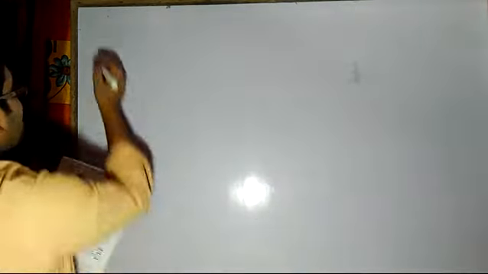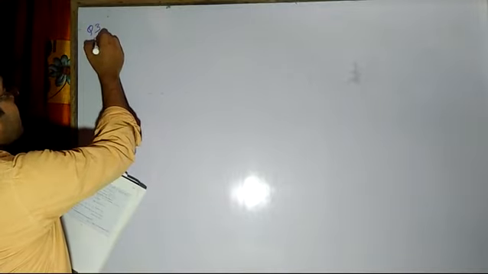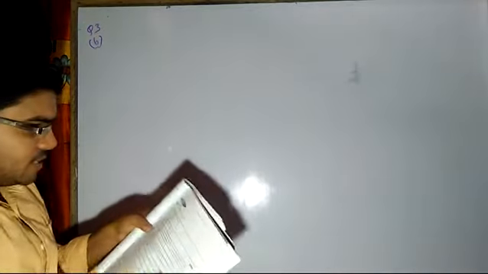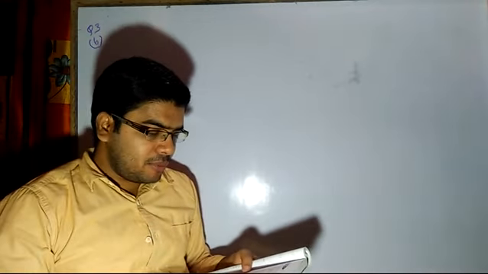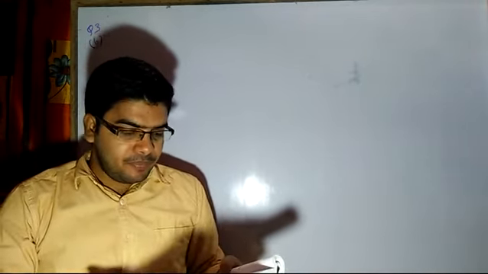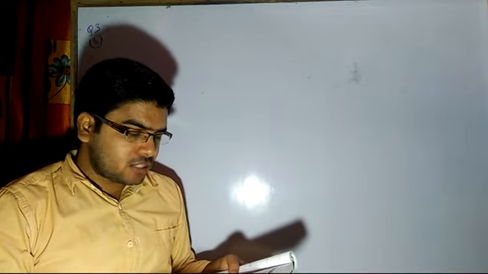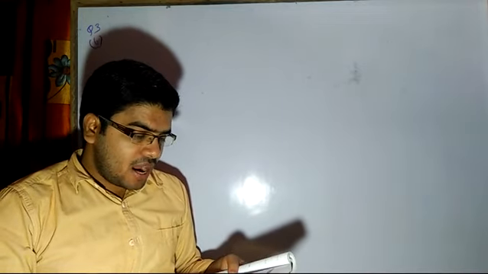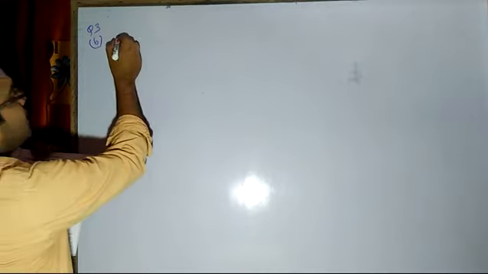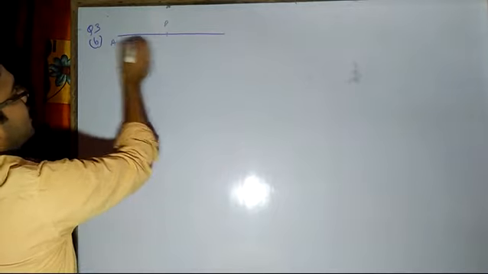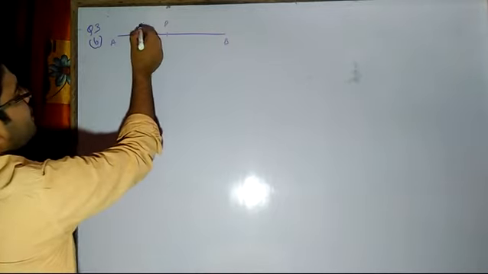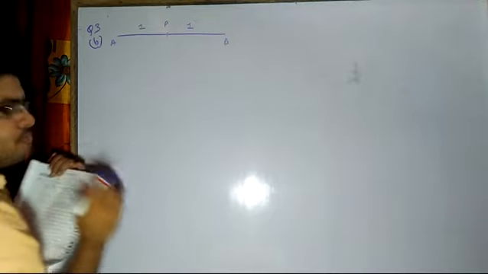Now question number 3, sub part B, says that let P(-3, 5) be the middle point of the line segment AB, whose one end has the coordinates (0, 0). Find the coordinates of the other end. Now we are having a line segment AB. P is the middle point. This is my A, this is my B. P is the middle point, that means 1:1 ratio.